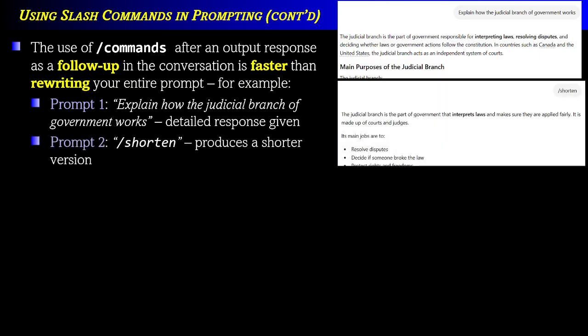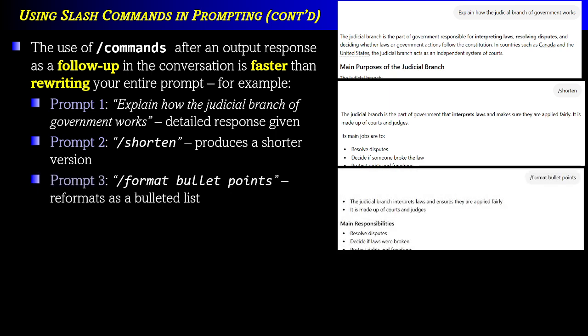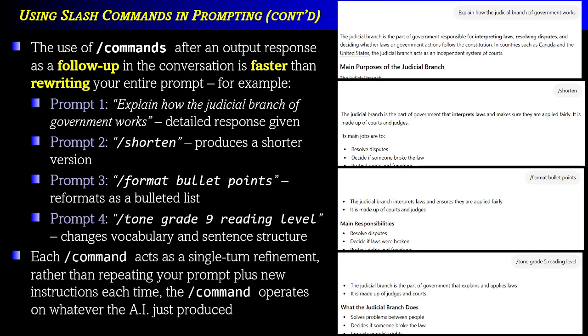My second prompt is just a slash command, slash shorten. And now we have a much shorter version. I still didn't include all of it, but it's much, much shorter. And then I provide another slash command, slash format bullet points. And now it took my shorter response and put the whole format of that into bullet points as a bulleted list. And now I provide another slash command, slash tone, grade 9 reading level. It went through and changed that shortened bullet point response by going through the vocabulary and the sentence structure and reformatting it to a grade 9 reading level format.